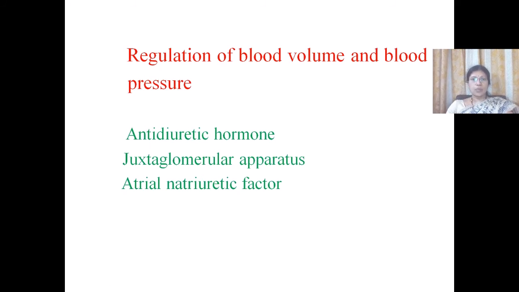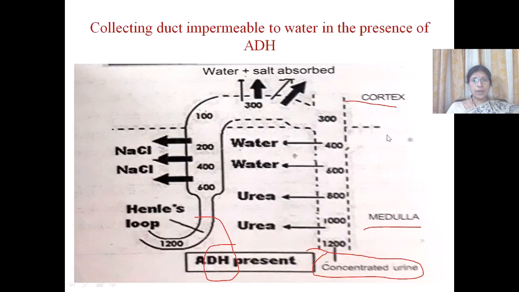ADH, antidiuretic hormone, is also called vasopressin. It is secreted by the neurosecretory cells of the hypothalamus. The hormone is stored and released by the neurohypophysis of the pituitary gland. When blood osmotic pressure is high and the filtrate osmolarity is less than 300 milliosmoles per liter, antidiuretic hormone is secreted.